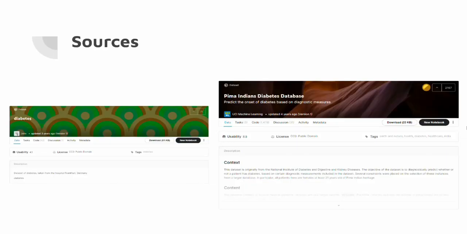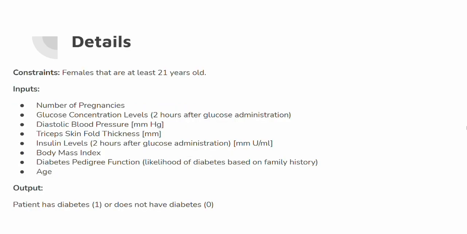Thanks for that introduction, Nathan. Our data was taken from Kaggle. We found two datasets that had the same type of information, so we combined them to produce a larger dataset. Our dataset consists of a patient's medical information that may help determine if they have diabetes. The constraints of our dataset include females that are at least 21 years old, and the inputs are pretty straightforward. However, there are a few details that should be mentioned.